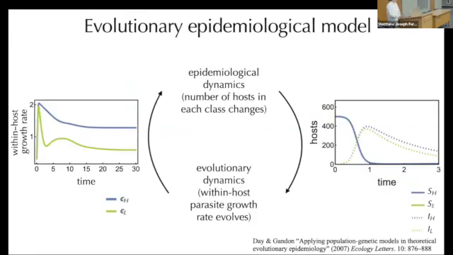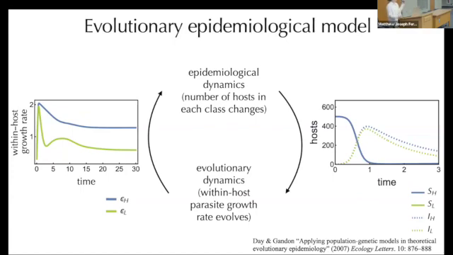In this model, I've adapted my modeling framework from a really nice paper by Day and Gandon, where I'm explicitly considering the evolutionary and epidemiological dynamics of this system. The number of infected and susceptible hosts in these two types are changing over time. That's the epidemiological side of this, and it is impacting selection on the within host parasite growth rate. So selection pressures are changing as the number of hosts available changes.